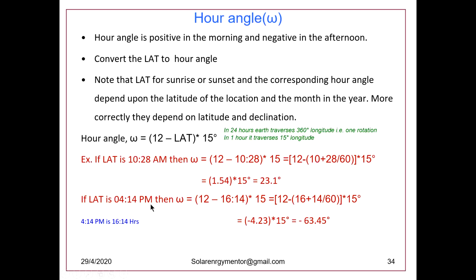Second case, if LAT is 4:14 p.m., afternoon, then omega is equal to 12 minus... Now here we have to convert this p.m. into 24 hours time, like IST, Indian Standard Time. That is 4:14 p.m. is 16:14 hours. So 12 minus 16:14 will get us a negative. So it is minus 4.23 multiplied by 15. So the hour angle comes out to be minus 63.45.